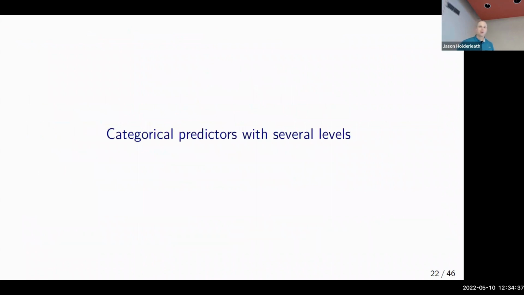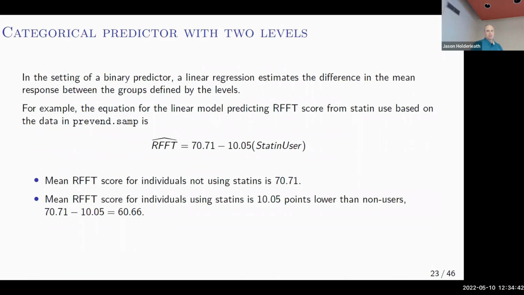Okay, categorical predictors with several levels. So back to this statin model here, with a binary variable, it's basically a difference in means. So the statin user has a score that's 10 points less than average, or than non-users, I should say. Okay, so that's one binary variable with only the two levels.